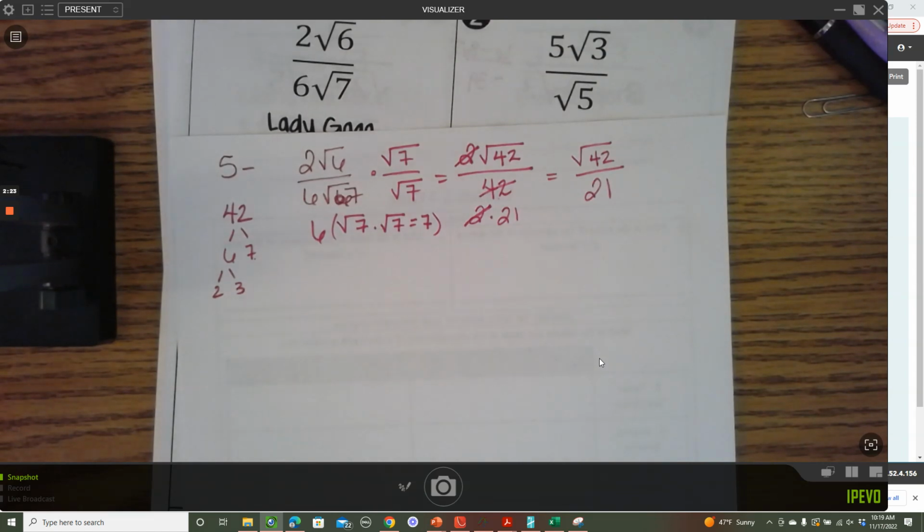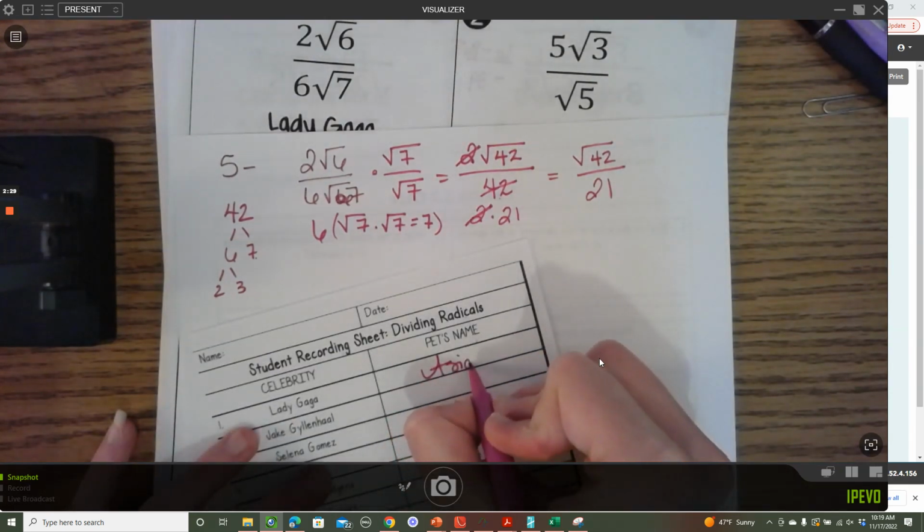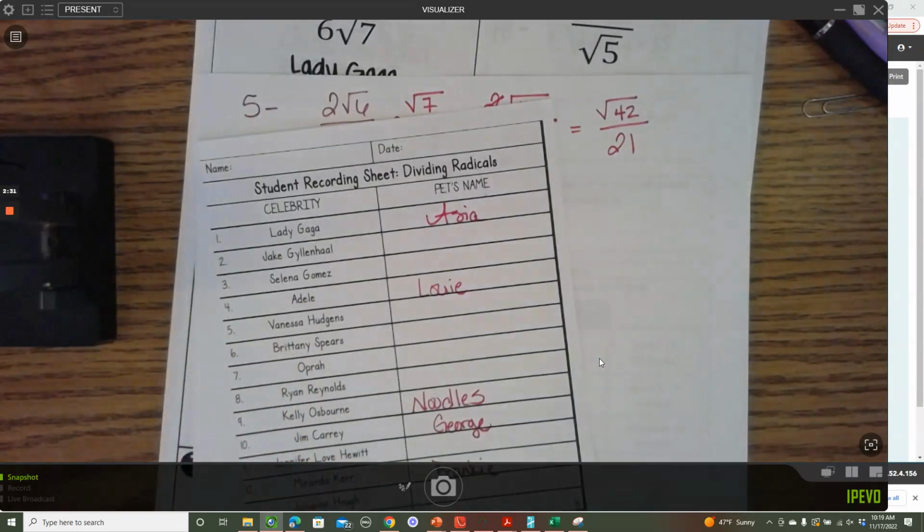So who is Lady Gaga's dog? Asia. So that's a basic level 1 problem. Okay.